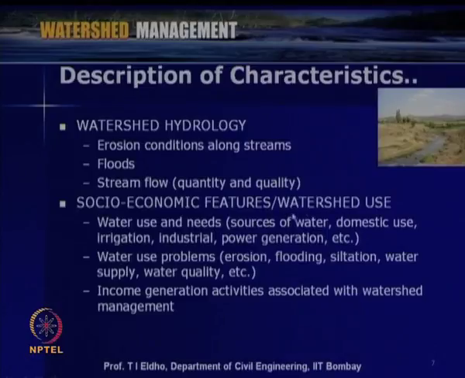Then another important aspect which we always have to deal with is the economic aspect, that means the income generation activities associated with the watershed. As we discussed earlier, in any watershed management program, the economic status of the people or the income generation facilities available within the watershed, whether through agricultural activities, mining activities, or whatever kind of activities are possible, is also an important characteristic which we have to consider when we go for watershed management or watershed modeling.